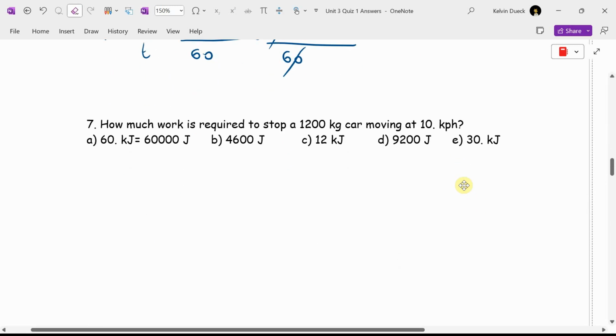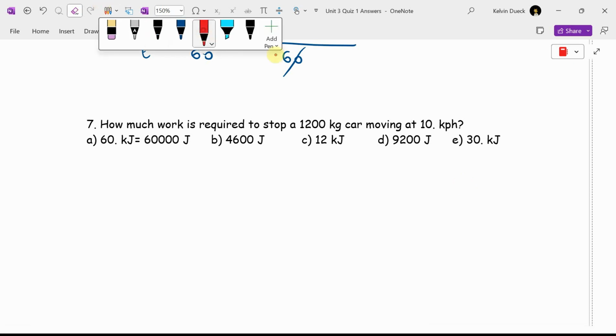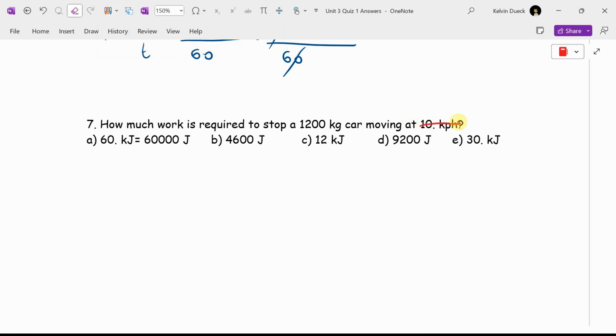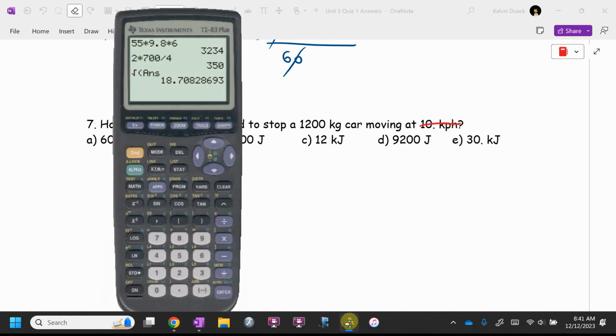Number 7, how much work is required to stop a car? Well, the first thing that I said is, nice try, kilometers per hour. Let's see, how do I go to meters per second? I think it's divided by 3.6, yes? So 2.77.